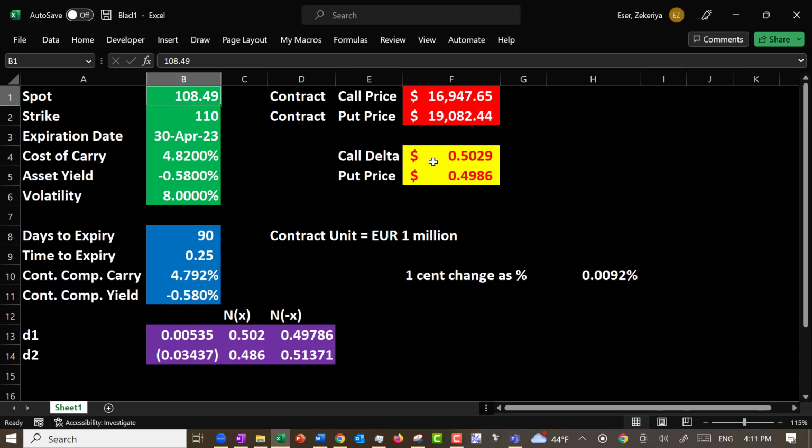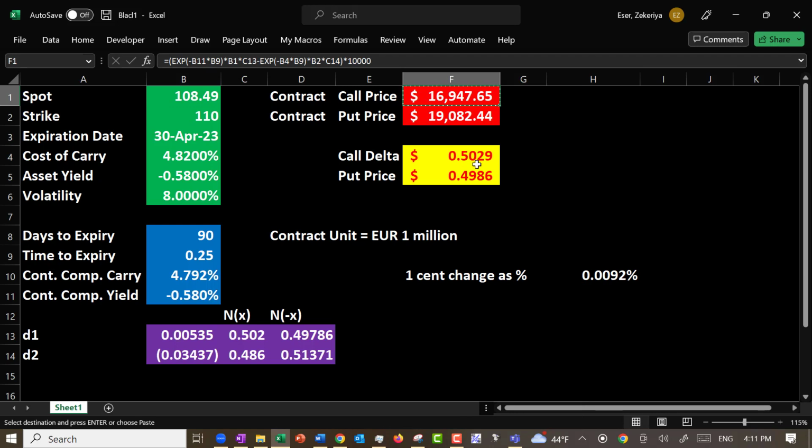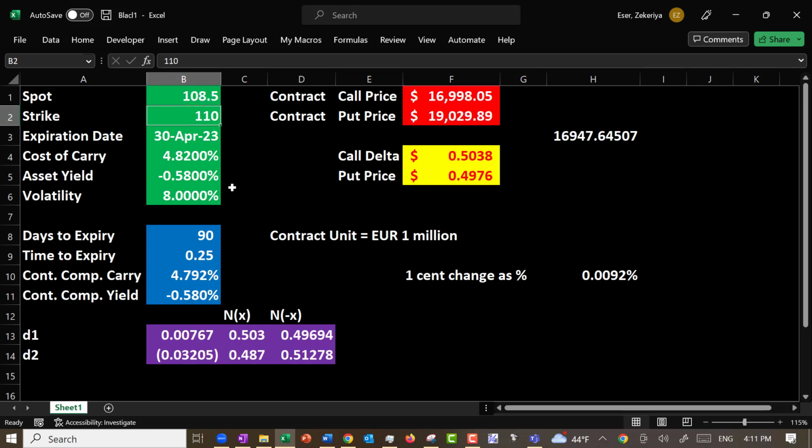Now, if I increase the price, let's for now copy this. I'm going to use delta to act as predictive, but at this current price, 108.49, this contract is worth for the call option 16,947. Let's make it 108.50. Now that price is worth that much. And let's look at the percentage change.